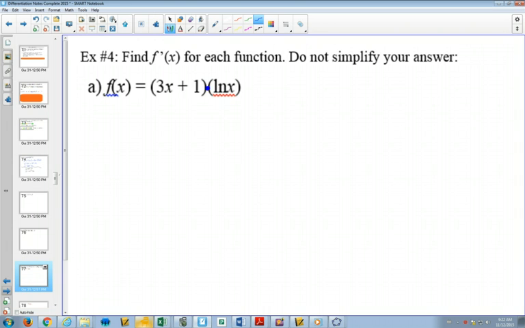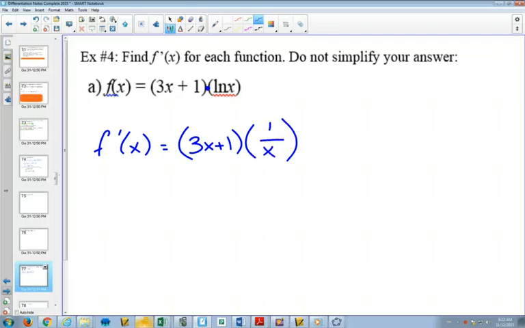See, the multiplication is right there between those two functions. So we think of the 3x plus 1 as our first function, and the natural log of x as our second function. Keep the first one the same. Derivative of the second one is 1 over x, plus keep the second one the same. Derivative of the first one is just 3. And you can leave your answer like this. It says we do not need to simplify our answer. Leave it in brackets. Don't even need to multiply that 3 times the natural log of x and put the 3 in front. This is fine just like this.